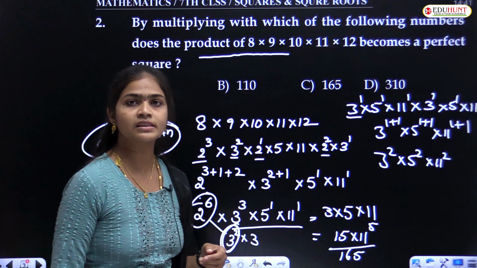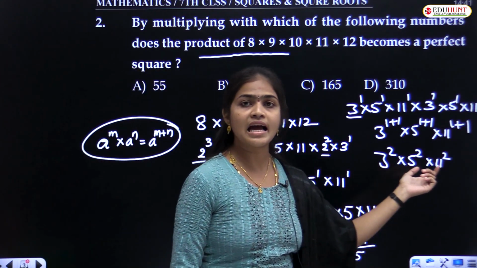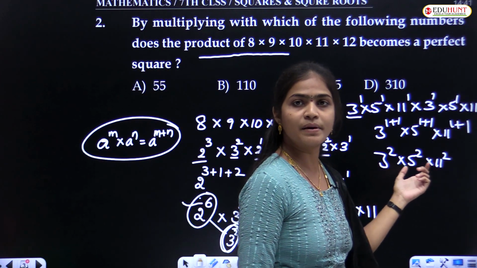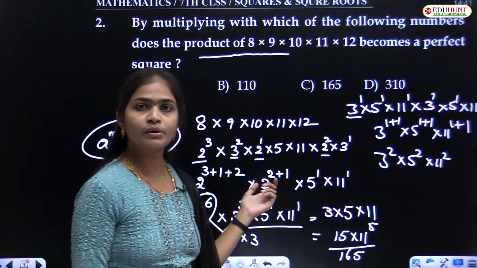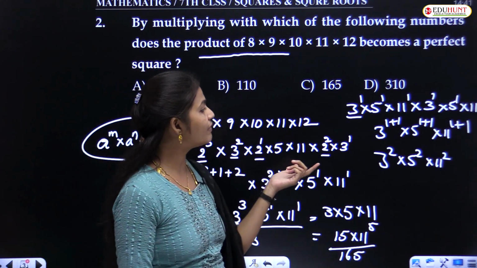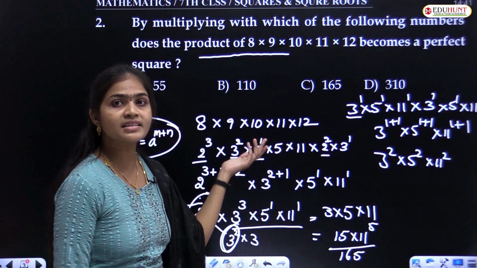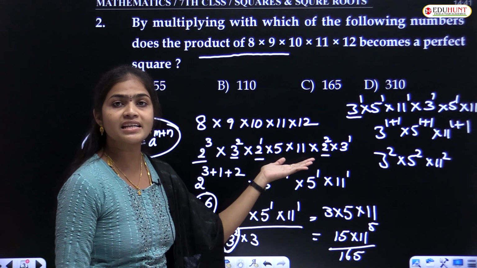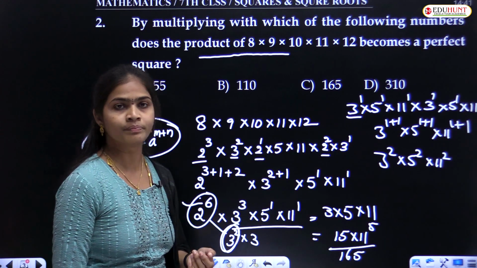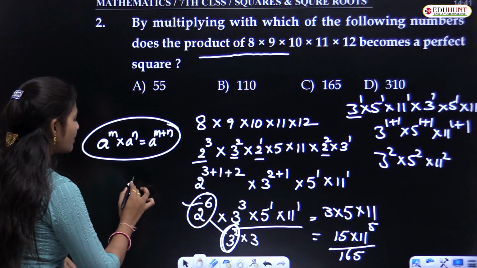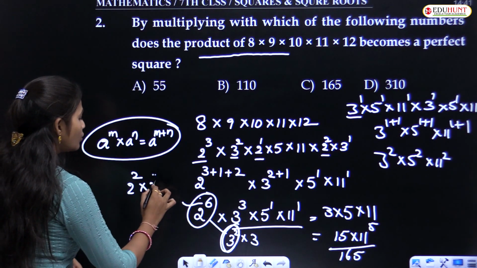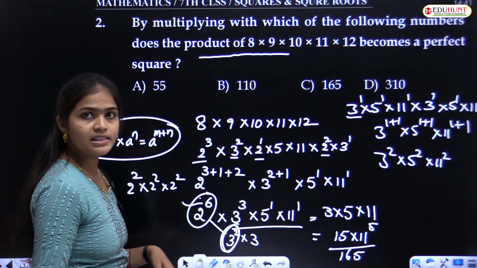Once observe that. Now all these numbers have even powers, no? Whatever the even number may be, these numbers have even powers only. We are talking about squares, so a power of maximum 2 is better. Here 2 power 6 is there. We can write this as 2 square, 2 square, 2 square. Shall we write like that?